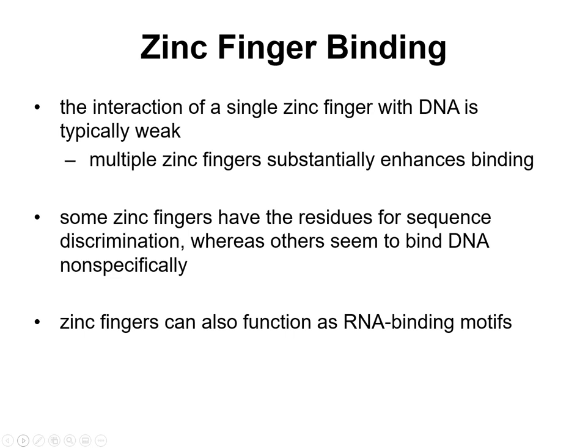So the interaction of a single zinc finger is actually kind of weak. So you usually see zinc fingers in multiples, and that enhances binding dramatically. Some zinc fingers have residues for sequence discrimination, but others will just bind non-specifically. And this is a major difference, not just in the structure, zinc finger versus helix turn helix, but zinc fingers are used in just kind of broad, here's some DNA, I want to bind to it. Zinc fingers can also function as RNA binding motifs, which is another difference.